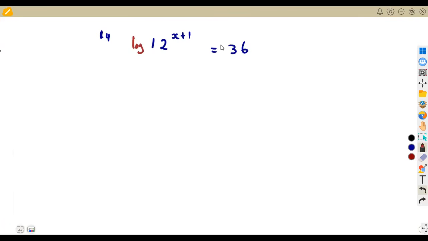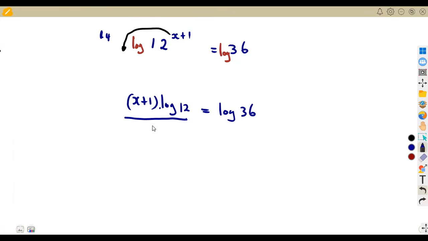So just going to write log here and a log on that part. The moment you introduce the log, what happens? We drop the exponent, just like what we saw on the ln. It's one and the same thing. So it is going to be (x + 1) log 12 equals log 36. As you can see, the log of 12 has nothing to do with x, it's just multiplying.